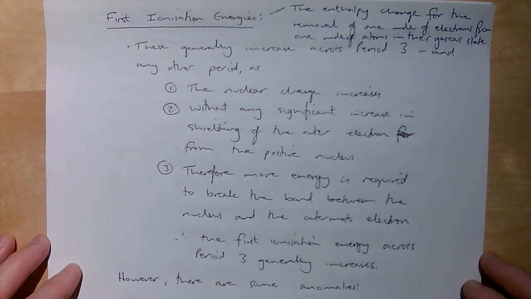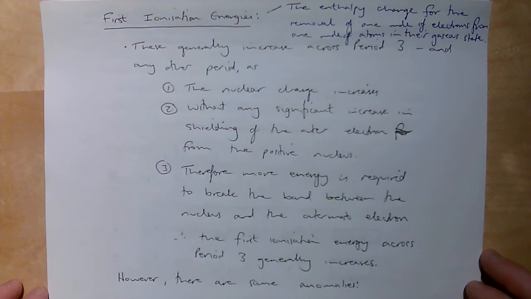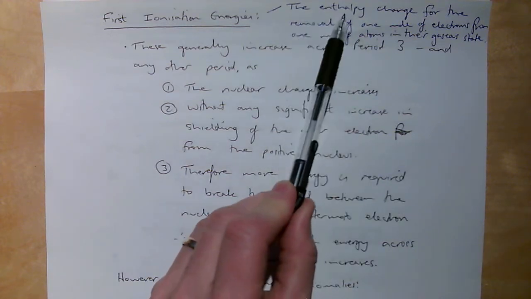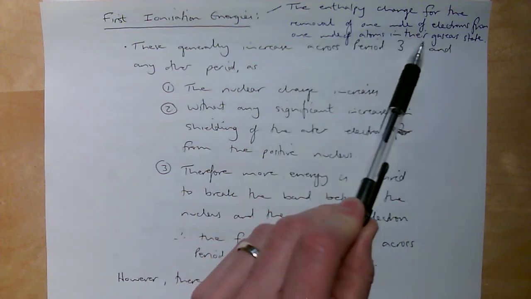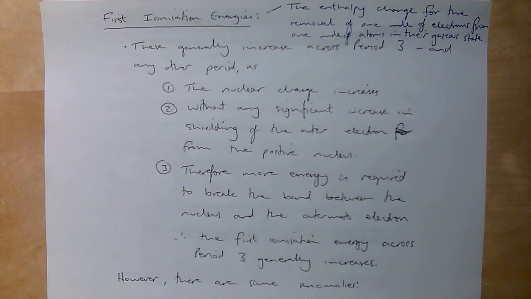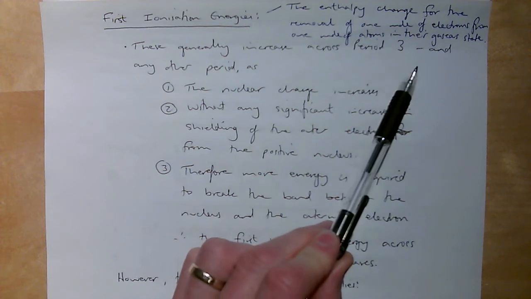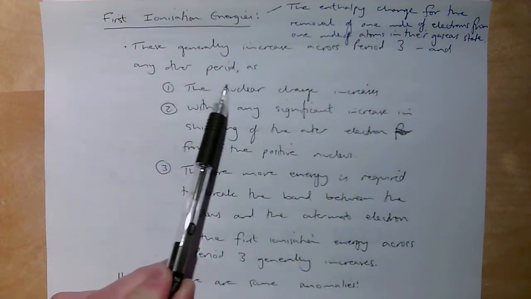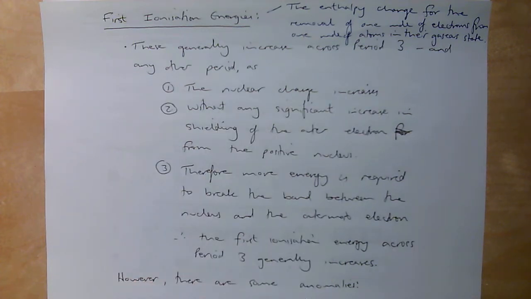Finally then, let's have a look at the first ionization energies as we go across period 3. First of all, we need to remember what first ionization energy is. First ionization energy is the enthalpy change for the removal of 1 mole of electrons from 1 mole of atoms in their gaseous state. First ionization energies generally increase across period 3, and for that matter any other period. So what you understand about period 3 you can apply to other periods.